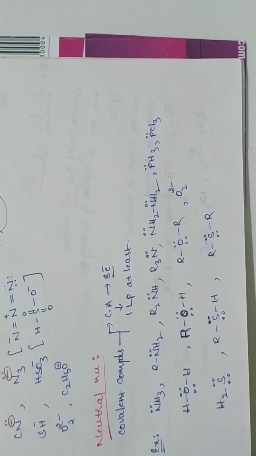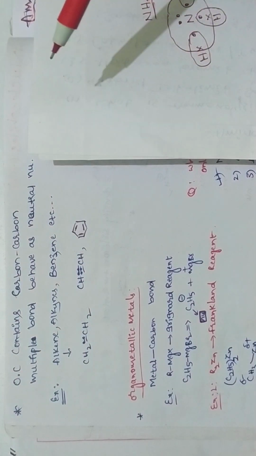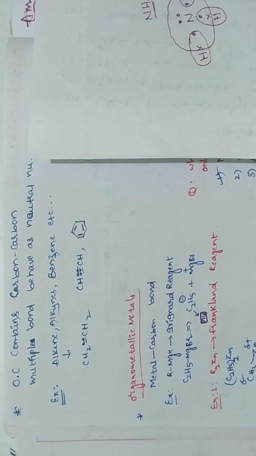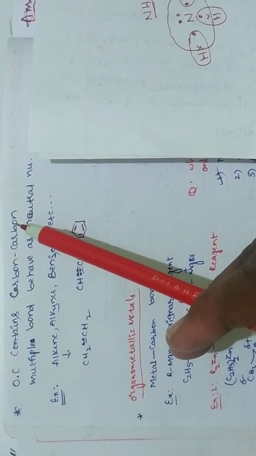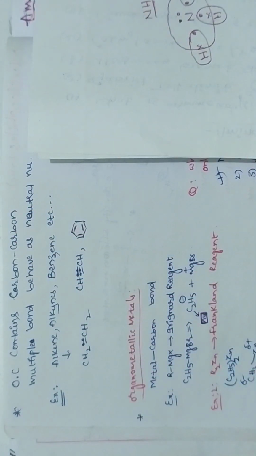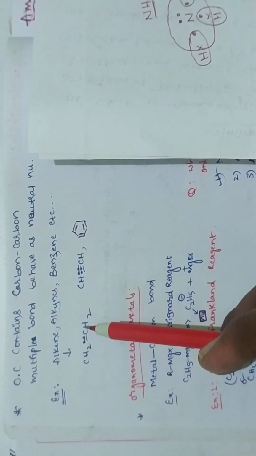Water and alcohols are the neutral nucleophiles. Next, organic compounds containing carbon-carbon multiple bonds also behave as neutral nucleophiles. Organic compounds containing a carbon-carbon double bond or carbon-carbon triple bond are also acting as nucleophiles. For example, alkenes. Alkenes means a carbon-carbon double bond is present.